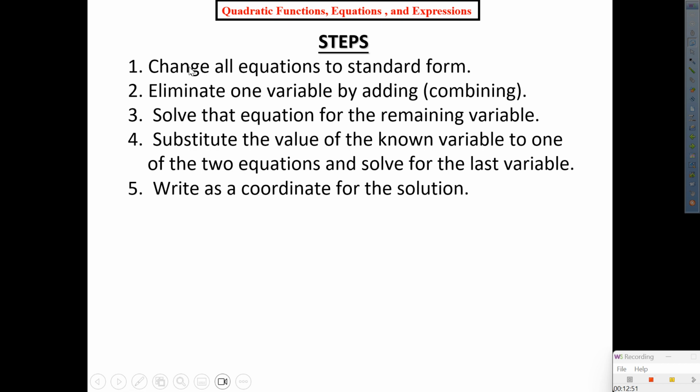Anyways, I wrote some steps for you. Don't copy those because you have the code; you can write those down once you get home. We're going to follow this process today to solve using elimination. I'm going to leave these steps on the top right. Number 1, change all equations to standard form. Number 2, eliminate one of the variables by adding or combining. Number 3, solve for the remaining variable. Number 4, substitute into one of the equations and solve for the second variable. And at the end, write a coordinate for the solution.